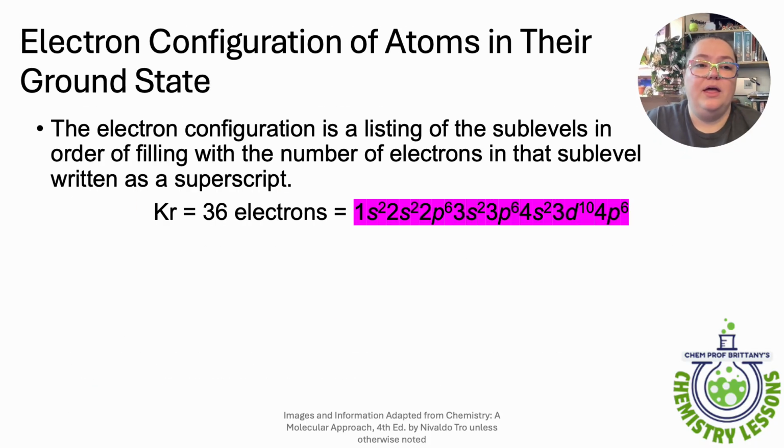All right, so the electron configuration is a listing of the sublevels in order of filling, with the number of electrons in that sublevel written as a superscript. So, krypton has 36 electrons. First, I fill the 1s orbital with its 2 electrons.